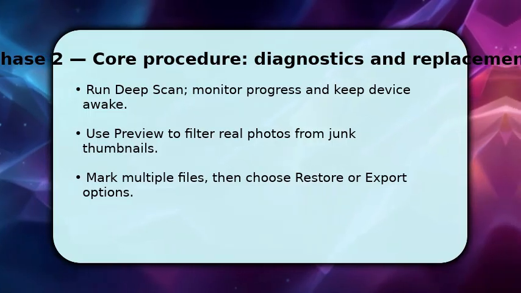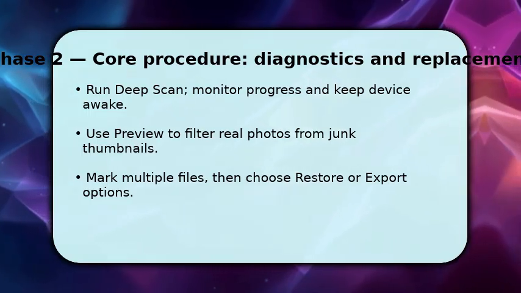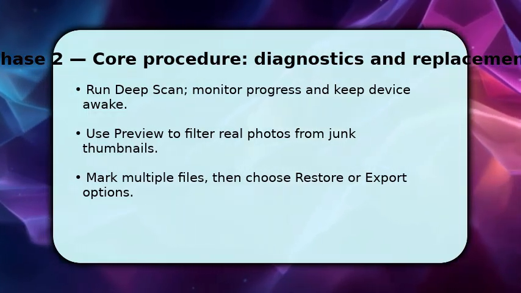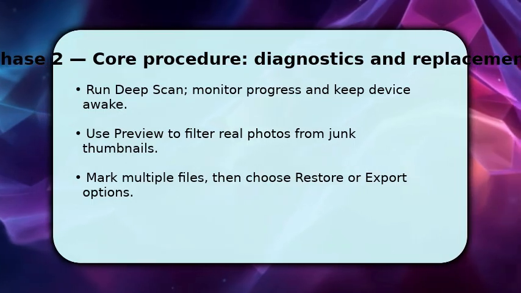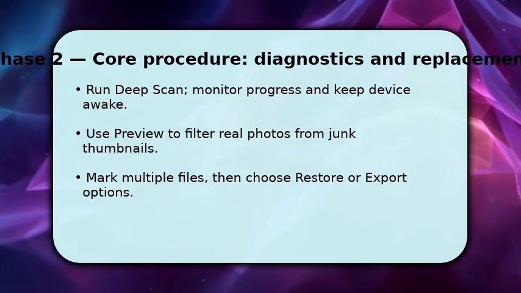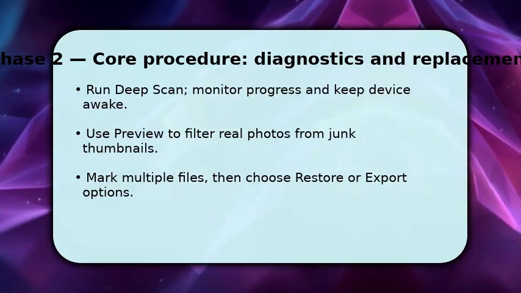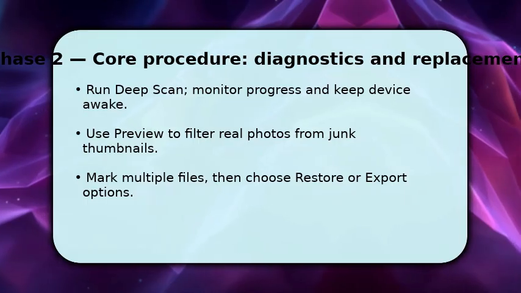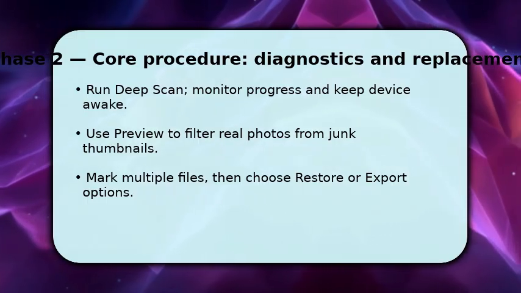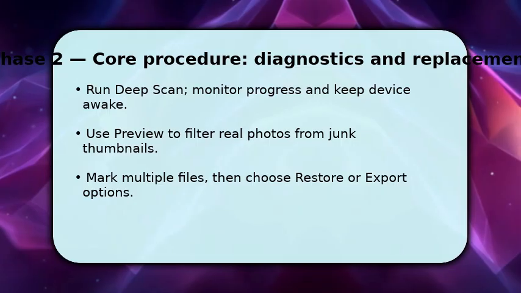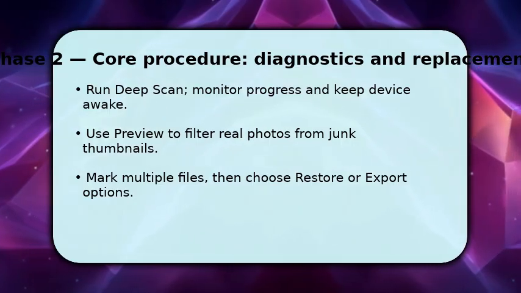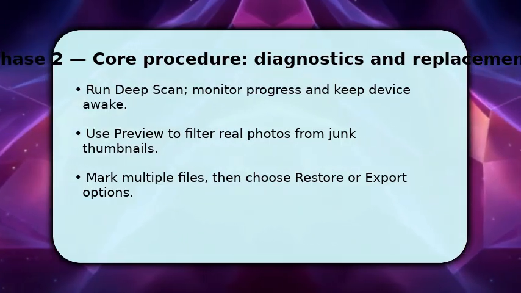Large libraries take longer. As results appear, use the preview feature to distinguish full images from corrupted thumbnails. This saves time and storage. Then select multiple files with long press or batch select. Choose Restore to return items to the original album, or Export to save copies to cloud storage or a different folder, which preserves originals in case you need to reattempt recovery.